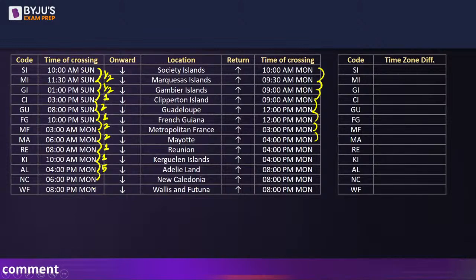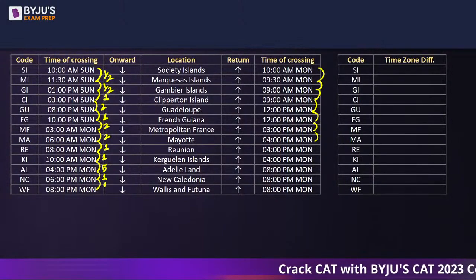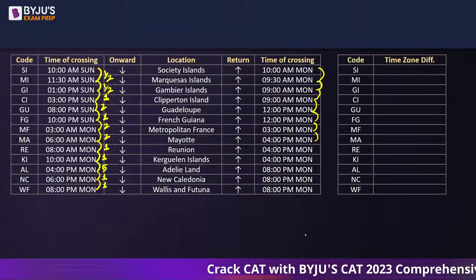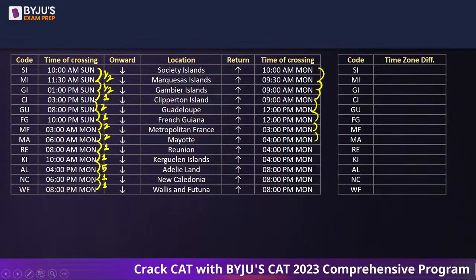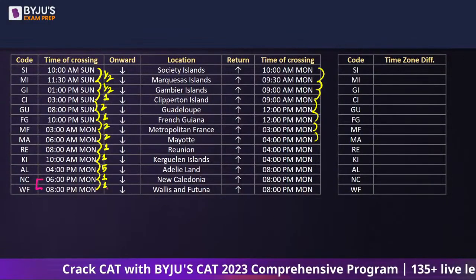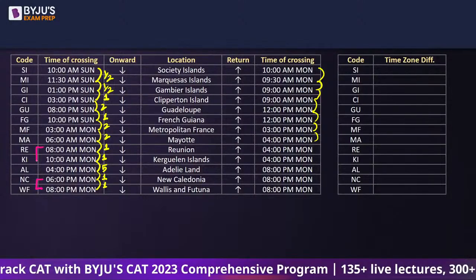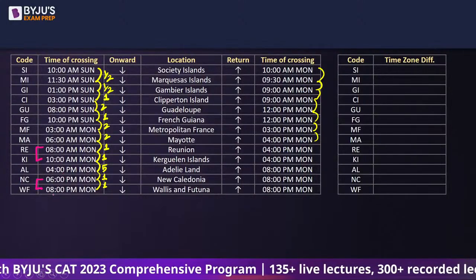4 to 6 is 2 hours. 8 to 8 is 0. So the average is 1. Time zone difference is 1. 6 to 8 is 2. So our time zone difference is 1. So how many such consecutive pairs do we find where the time zone difference is 1 hour? We find only 2 of them.